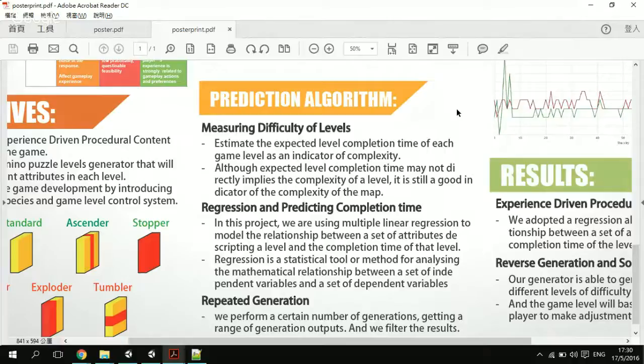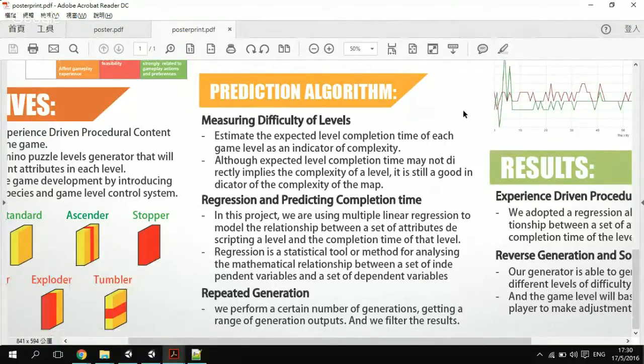So to implement the regression algorithm, we try to record a set of attributes describing the level. They are the path length, the number of levels, the number of volatile, and the number of each type of dominoes. After we recorded a set of gameplay data, which is these variables with the completion time, we can feed this data into the regression algorithm to have a prediction on the newly generated levels.